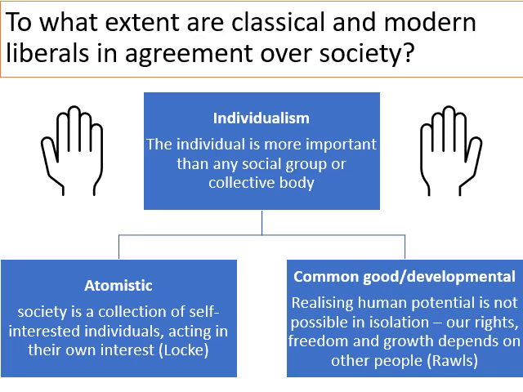So when it comes to individualism, modern liberals believe in developmental individualism, whereas classical liberals believe in an atomistic society or egoistical individualism where humans are acting in their own self-interests. Modern liberals believe in the common good, developmental individualism. These were the ideas that were first created by John Stuart Mill.